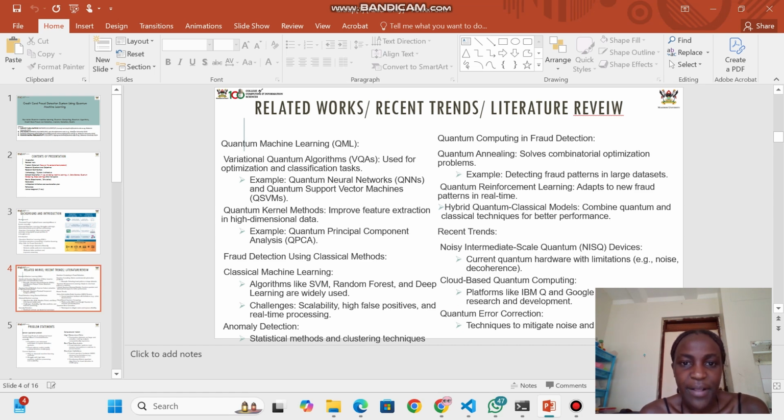So we have variational quantum algorithms that are used for optimization and classification tasks. Then under that, we have quantum neural networks, as well as support vector machines and quantum kernel methods. These are all machine learning algorithms.